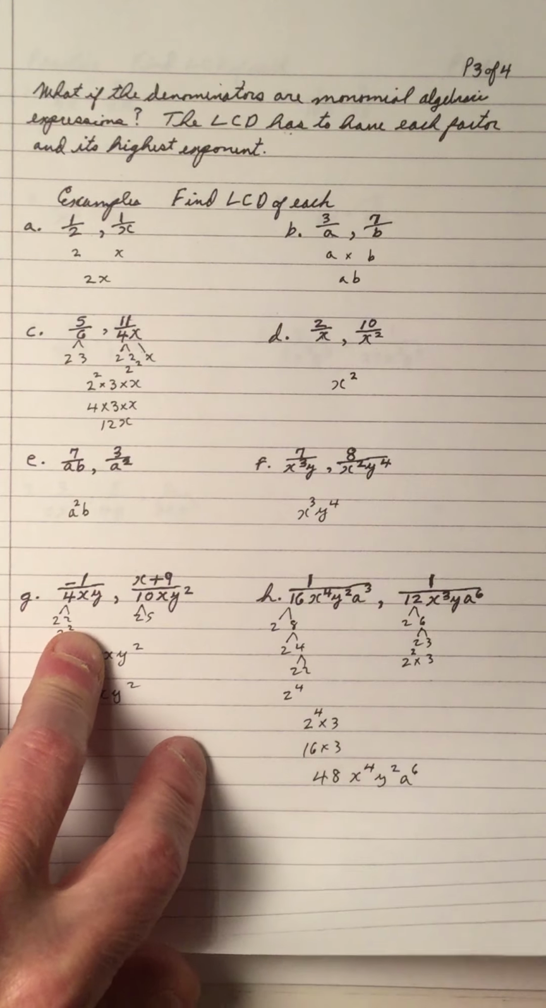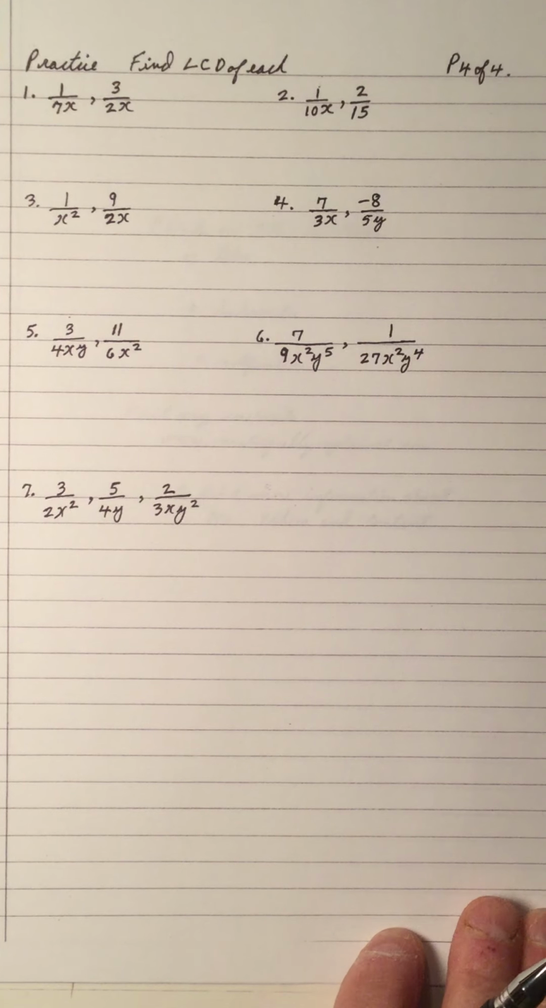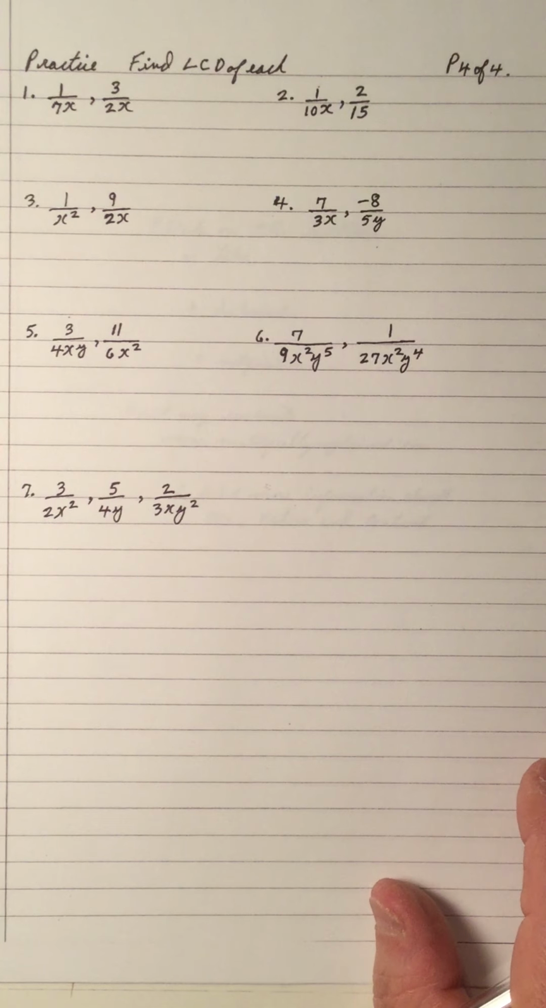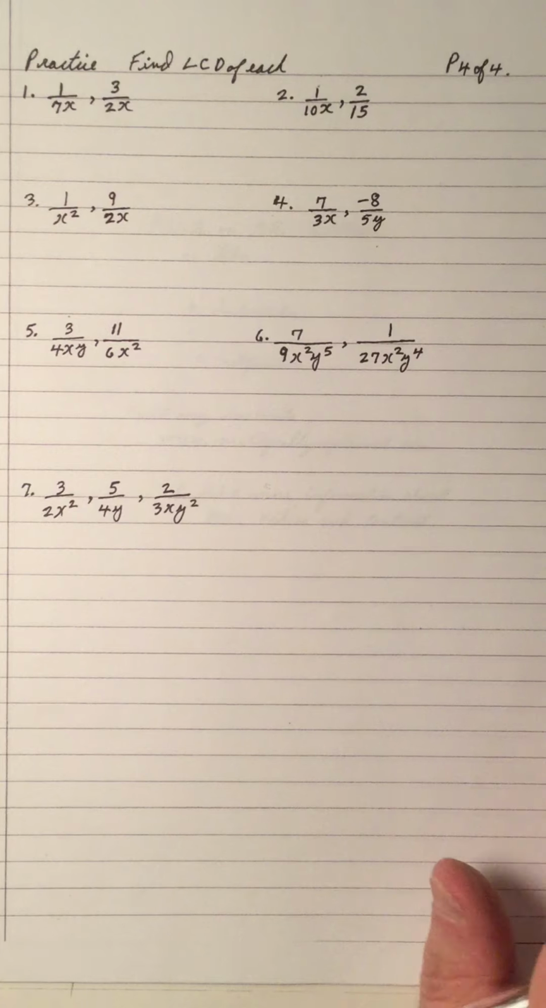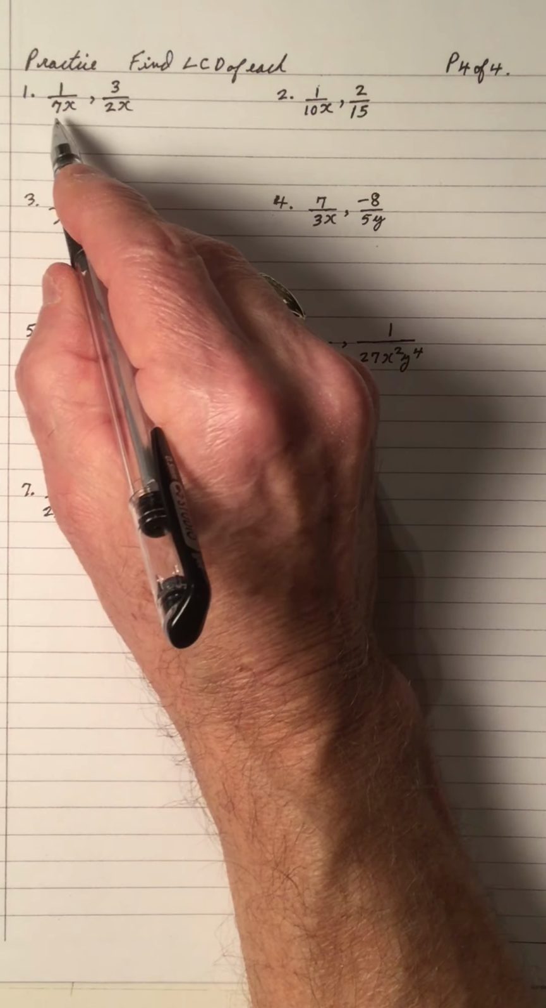And let's continue. Again, the more practice you get, picking out the LCD is very important when you're adding and subtracting fractions. So this is why I'm explaining it a little bit at a time. Practice, find the LCD of each.